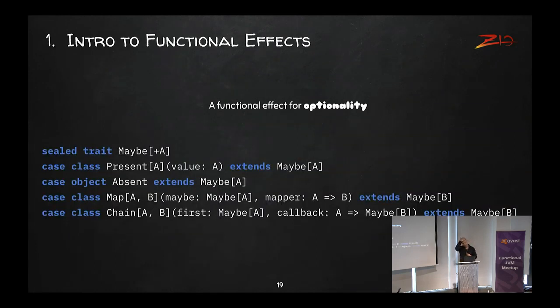In order to implement this functional effect, all we have to do is define a sealed trait with the 4 operations we know we need. The present operation simply stores the A. The absent operation doesn't store anything. The map stores the Maybe and the mapper function. And then the chain operation stores the Maybe and then the callback.